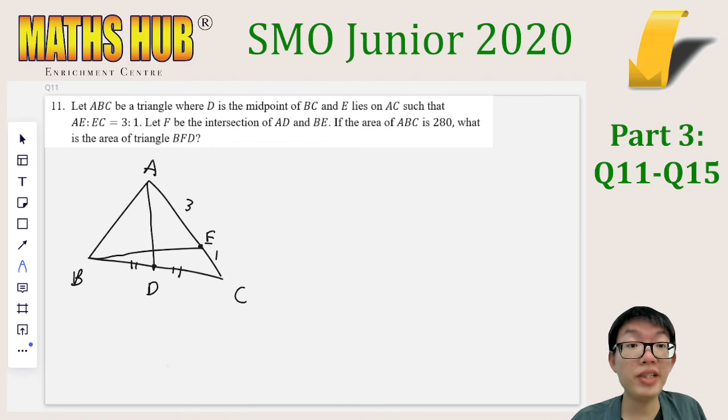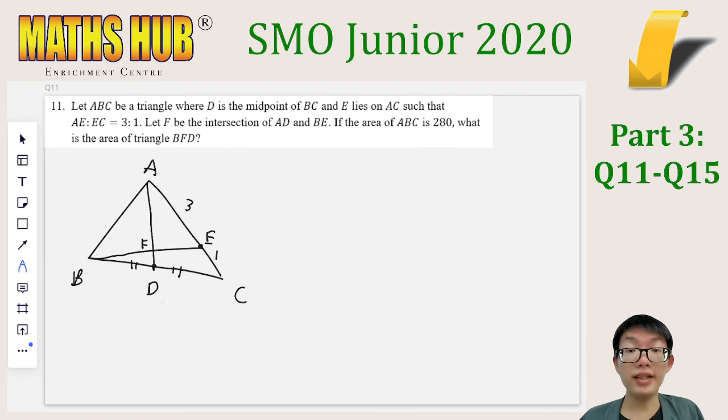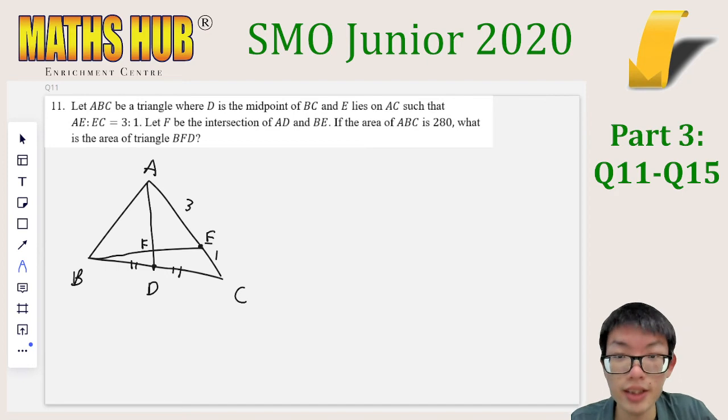The area of ABC is 280. That's the whole triangle, and we are asked to find the area of BFD, which is this small triangle over here. Now 280 is the area of the whole triangle, so when we want to find the area of BFD, essentially we are just trying to find how much of the whole triangle it is, i.e. this question is to do with ratios or fractions, depending on how you look at it.